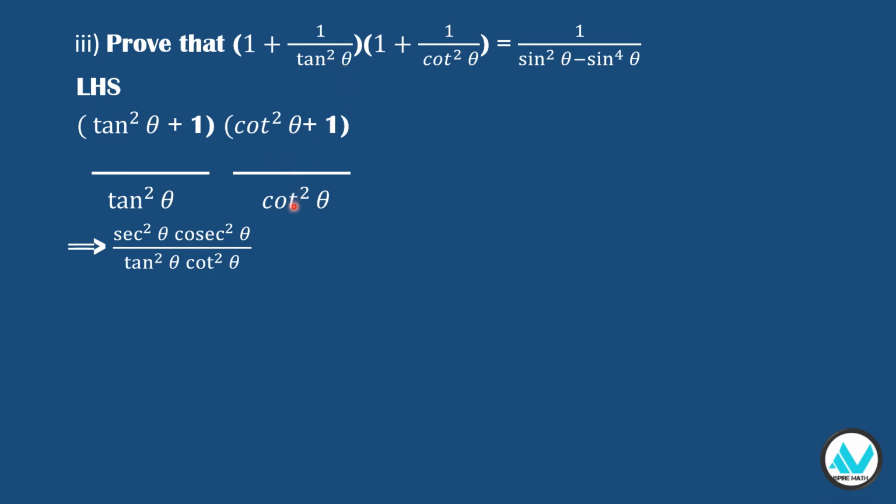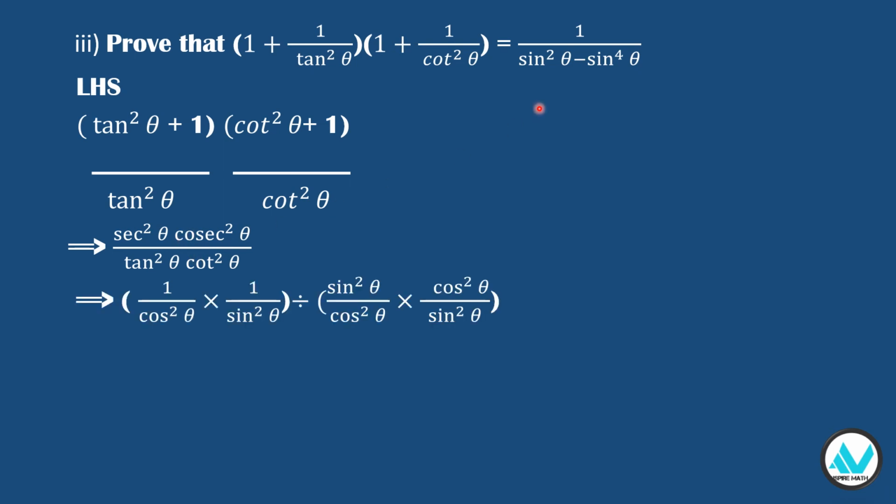Now, using the identities, tan square theta plus 1 is nothing but secant square theta, cot square theta plus 1 is nothing but cosecant square theta by tan square theta into cot square theta. Now I look at my RHS. The answer is in terms of sine ratios. So let me write secant in terms of cos and cosecant in terms of sine. So secant square theta is nothing but 1 by cos square theta. Cosecant square theta is nothing but 1 by sine square theta divided by tan square theta.